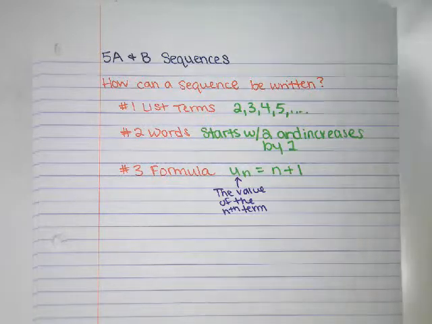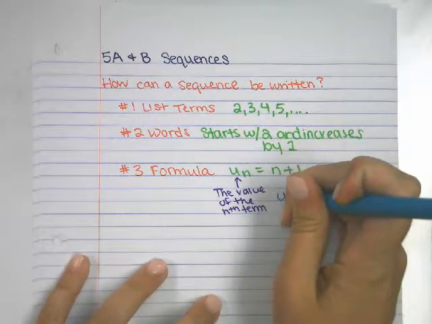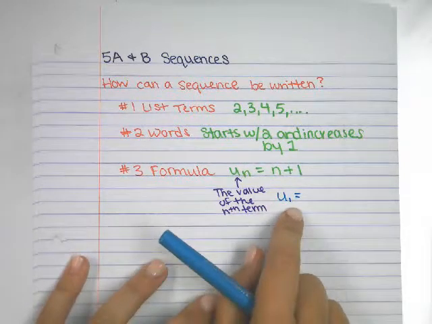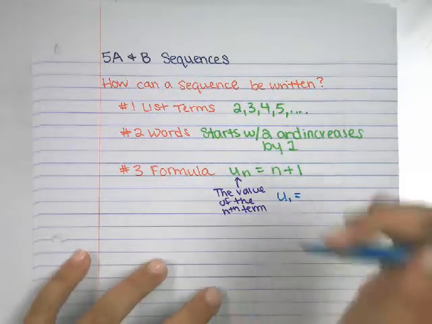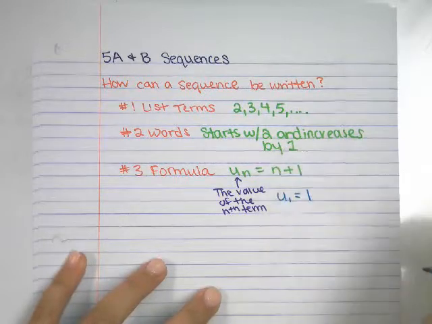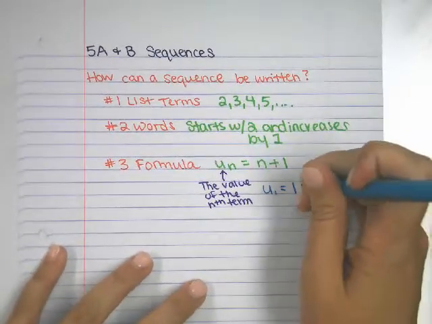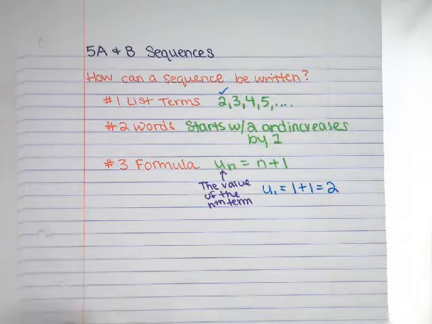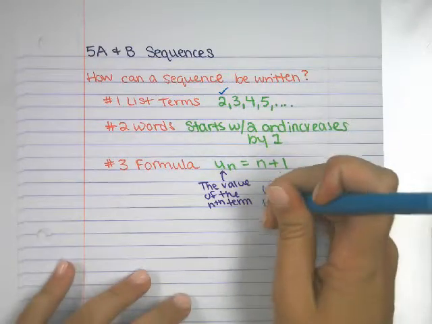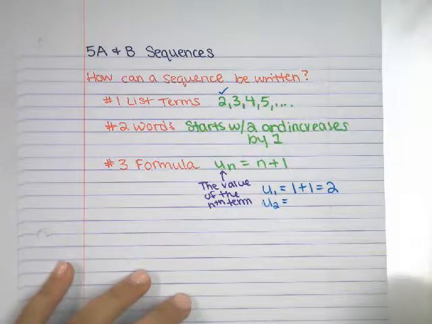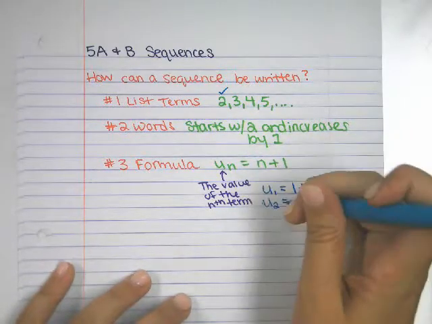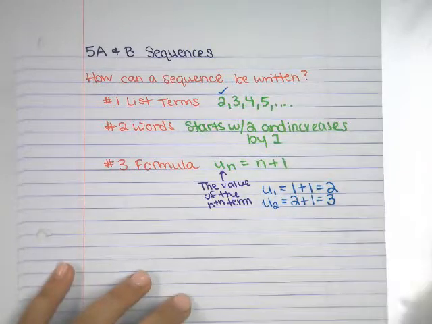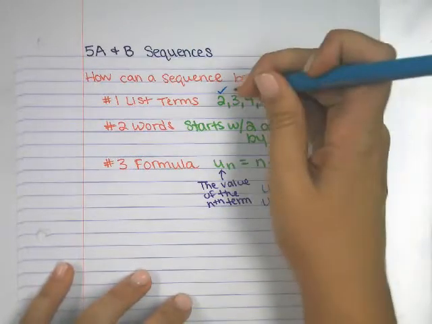So how could we check this? What is the U sub 1? This is the value of the first term. We plug in 1 for n, that's the term number, first term, plus 1, and that's 2. The first term of our sequence is 2. So if we keep checking, U sub 2 means the second term of our sequence. Plug in 2 for n. We get 3. The second term is 3.